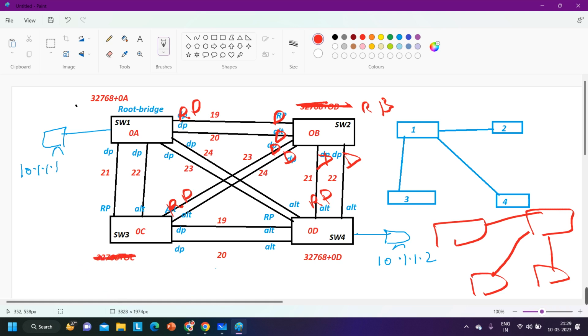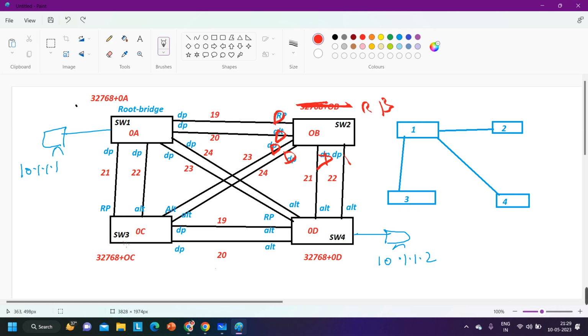Here you will set priority 0. Then what will happen? Let me check. What will be the logical topology? Sir, I have one question.